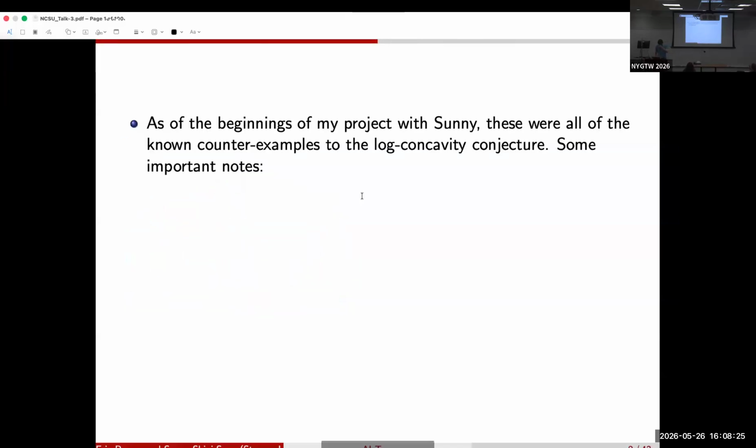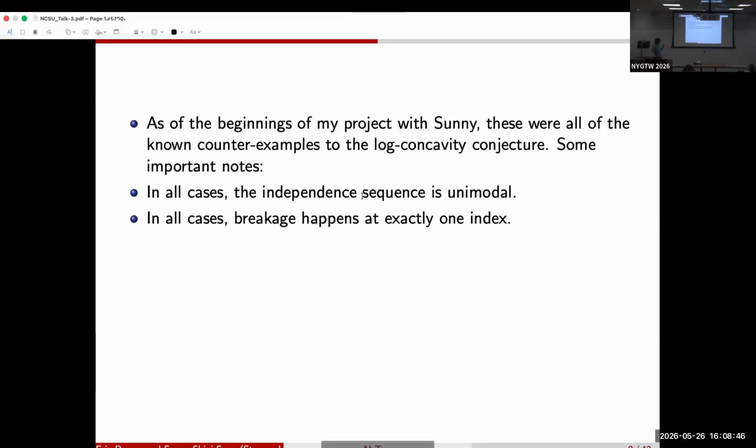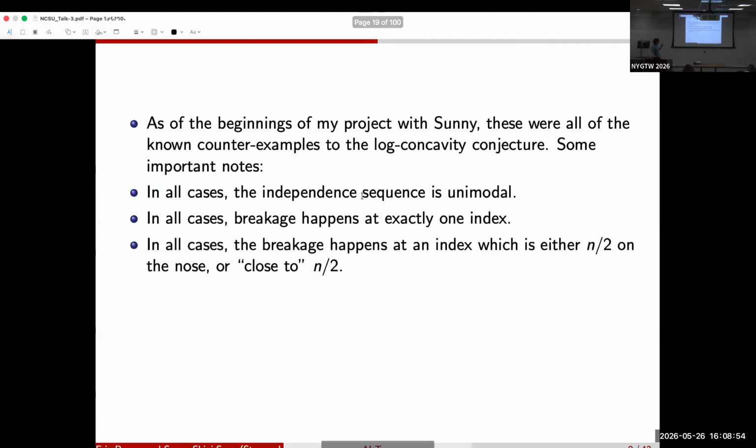All right. So as of the beginnings of my project with Sunny, these were all of the known counterexamples to the log-concavity conjecture, and I just want to point out a few important things. In all cases, the independent sequence is still unimodal, and this is still the case. We do not know whether the original tree unimodality conjecture is true or not. It's still open. In all cases, the breakage happens at exactly 1 index. So in all of the examples I just gave you, there is 1 breakage. In all cases, the breakage happens at an index which is either n over 2 on the nose, or close to n over 2 in a precise asymptotic sense.